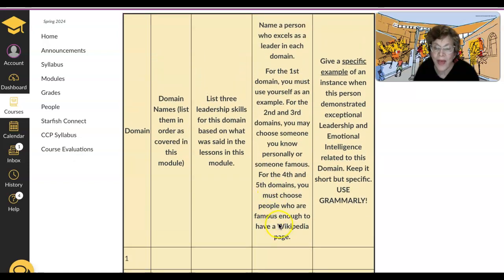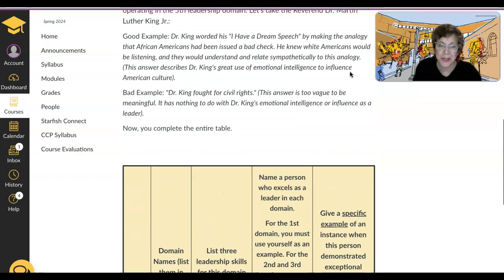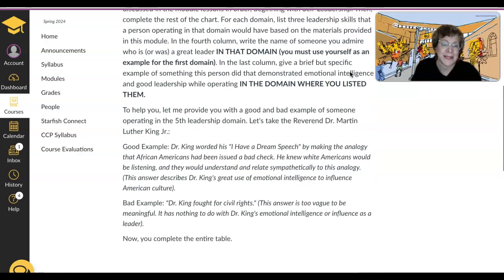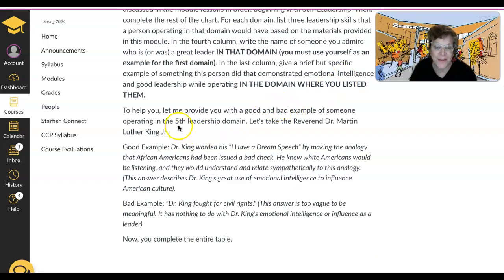Once you have all that, then I want you to give a specific example of an instance when this person demonstrated exceptional leadership and emotional intelligence related to this domain. Keep it short, but keep it specific, and make sure that you use Grammarly. So back up here in these instructions, I just want to give you an example. Let's say that you are looking at the fifth domain of leadership. And let's say that the person you've identified as a great leader in the fifth domain is the Reverend Dr. Martin Luther King Jr. Okay, so that's a good person to choose.